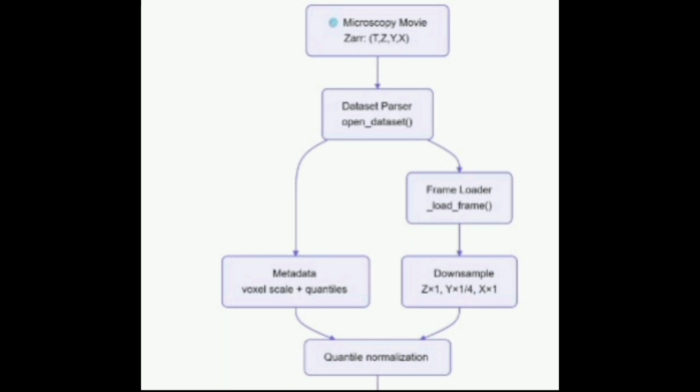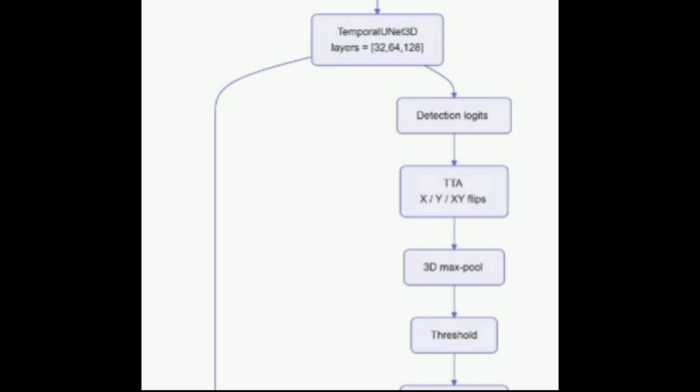First, we prepare every image. We normalize the intensities and we downsample the spatial dimensions in X and Y. That gives us the input. Then we process the input with a temporal unit. The unit gives us two important outputs.